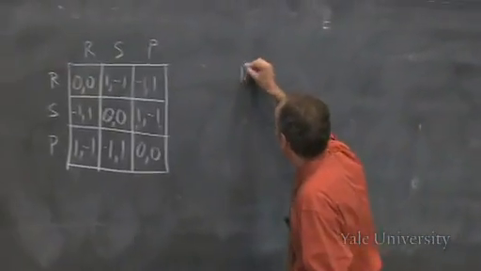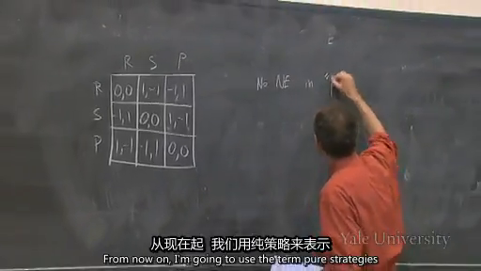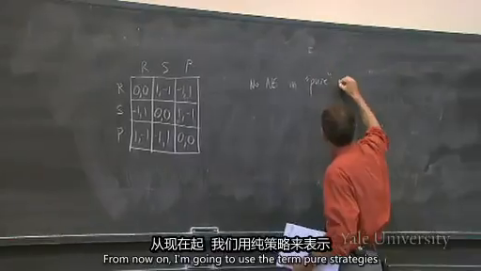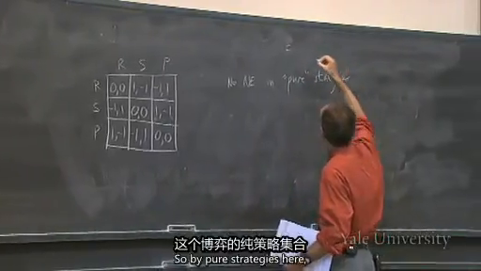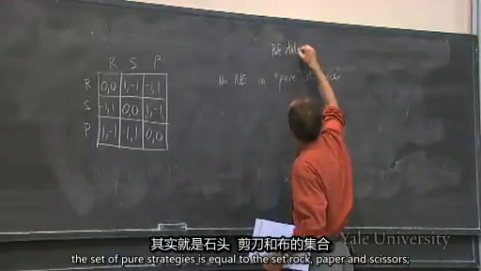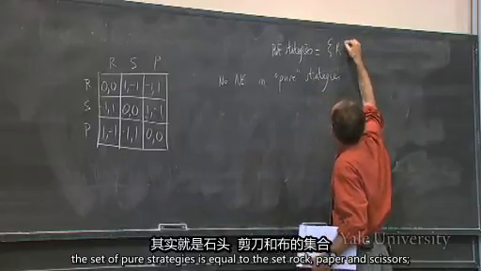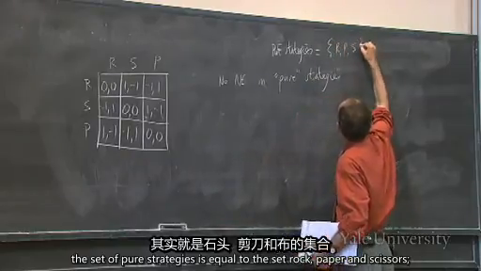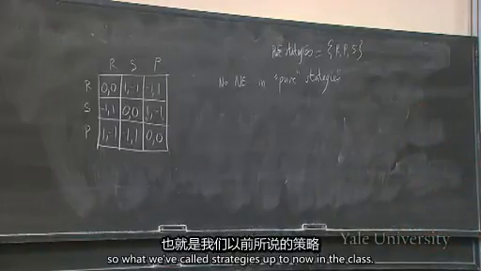From now on I'm going to use the term pure strategies to mean the strategies we've been looking at so far. So by pure strategies here, the set of pure strategies is equal to the set rock, paper, and scissors. What we've called strategies up to now in the class.